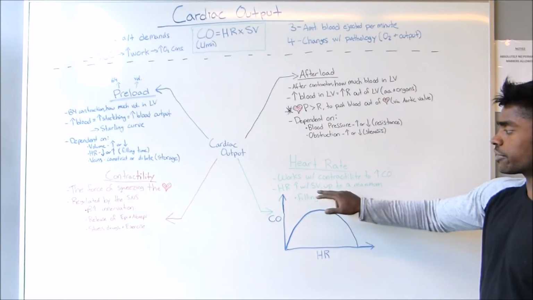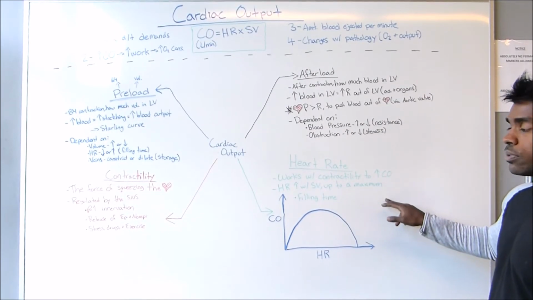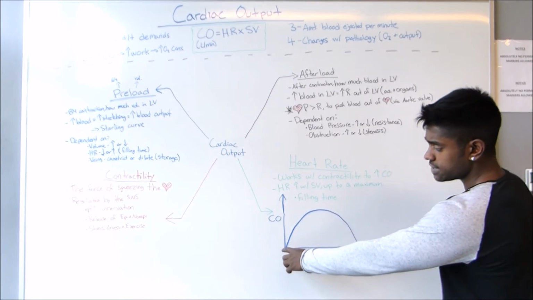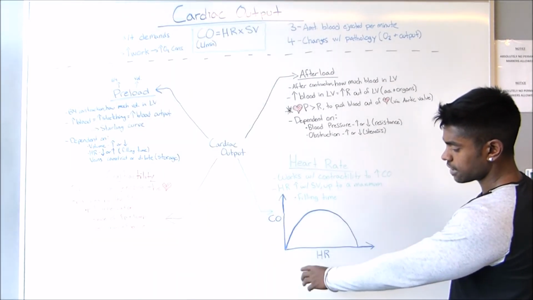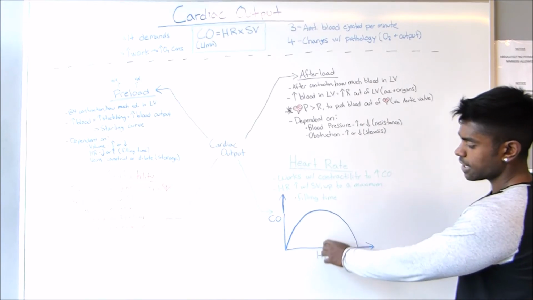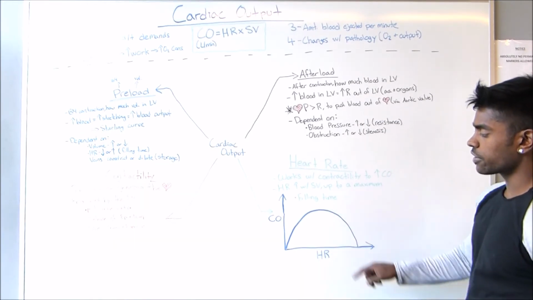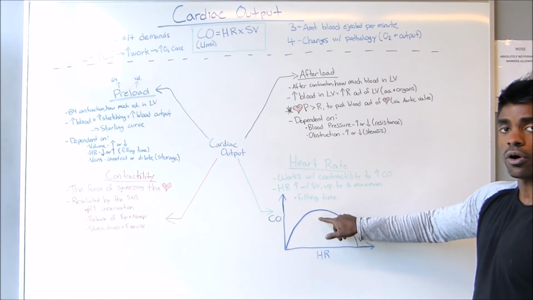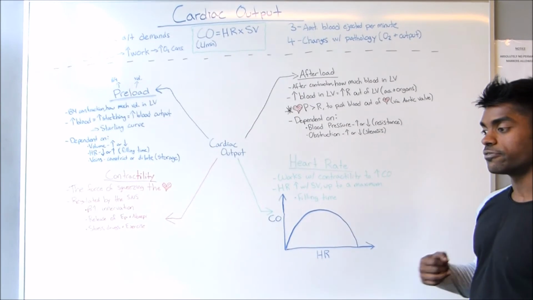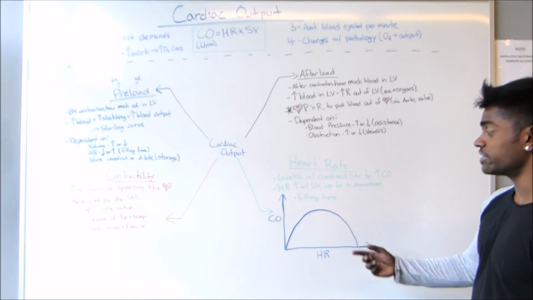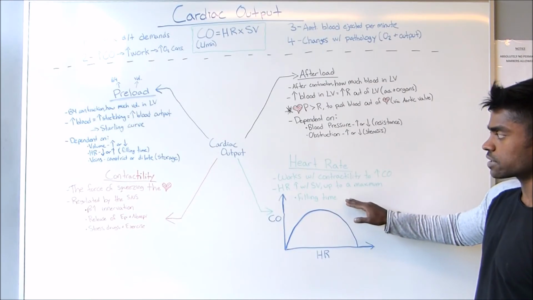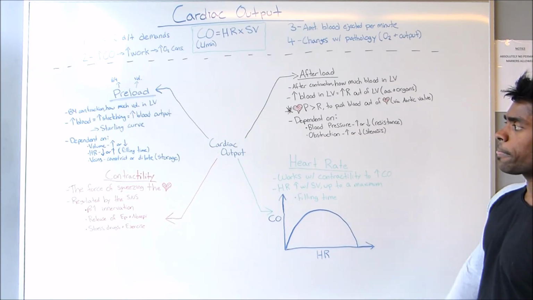Now the cardiac output increases with heart rate up to a maximum point. So what exactly does that mean? You can see the cardiac output increasing as the heart rate increases up to a certain point. What occurs at this point is that the heart rate is way too high, so the heart does not have enough time to fill up with blood. Therefore, you're going to have a decrease in volume as a result. So you can see that the filling time plays a crucial role in this as well.